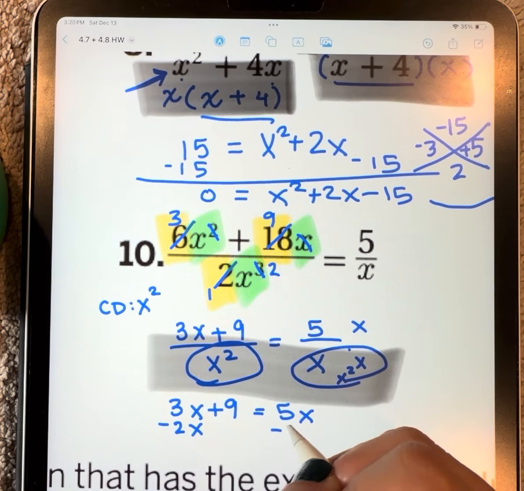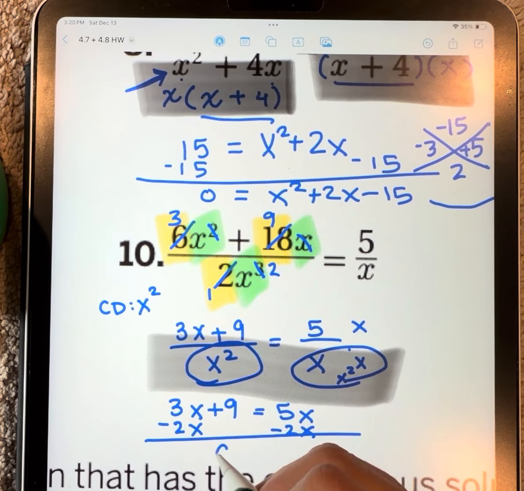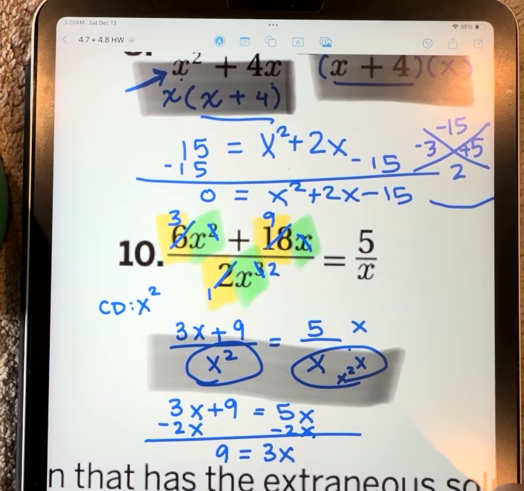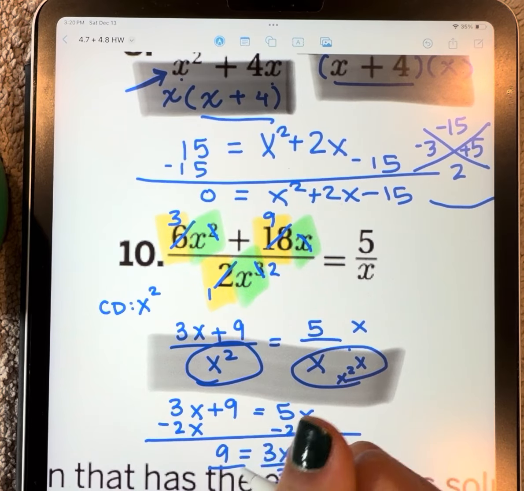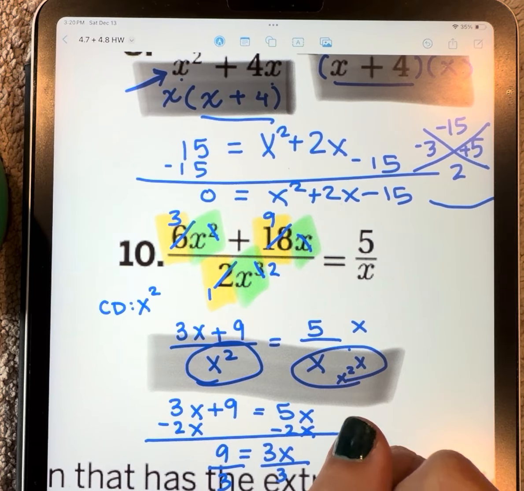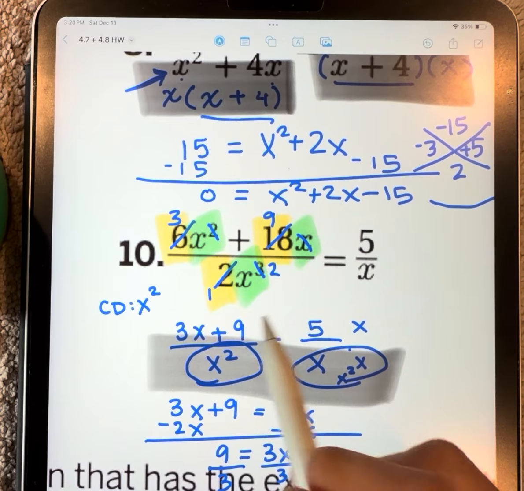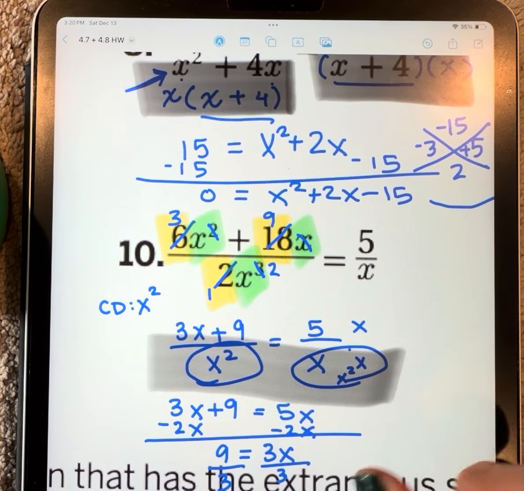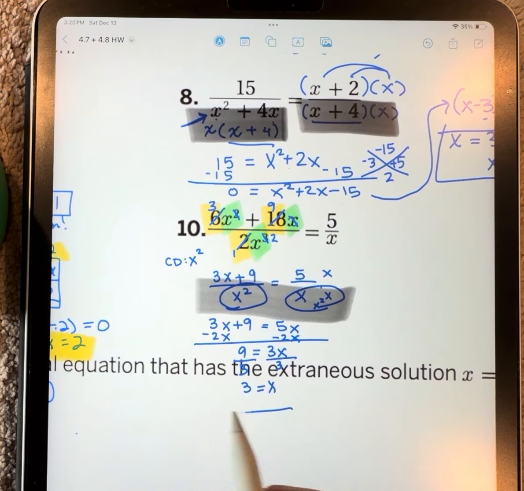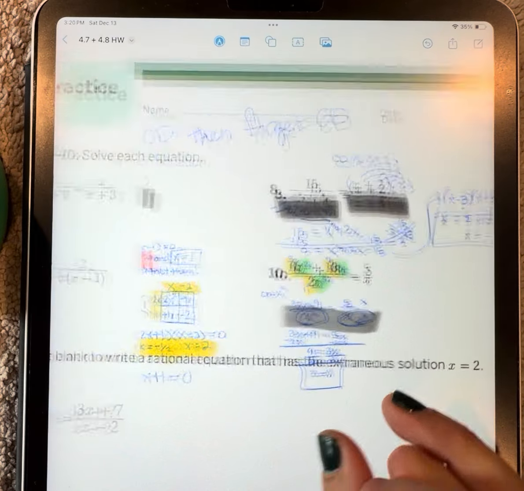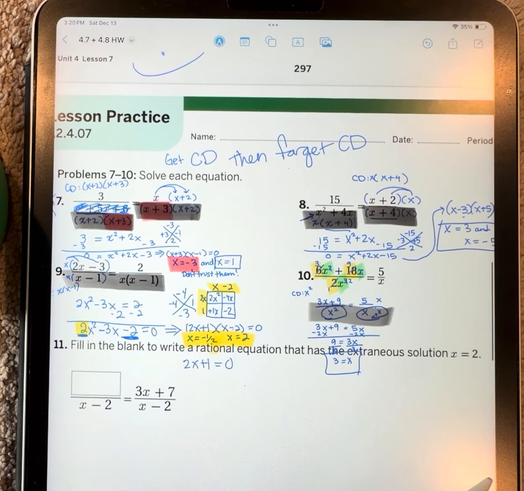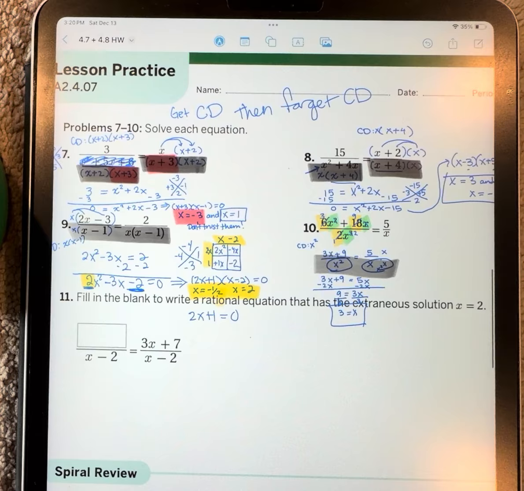Let's divide both sides by 2x. 9 equals 3x. Divide the 3. And x equals 3. And 3 is not a problem with my original denominator. So there's our answer. All right, let's look at this fun problem. Fill in the blank to write a rational equation that has the extraneous solution x equals 2. Oh, fun.